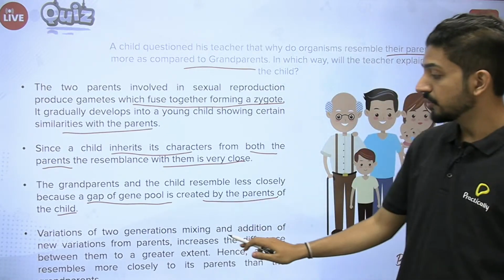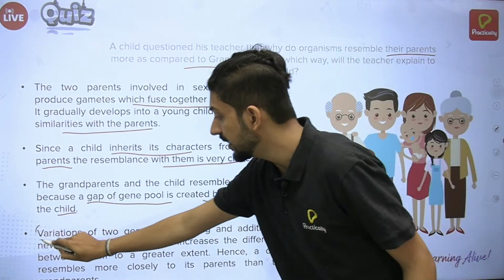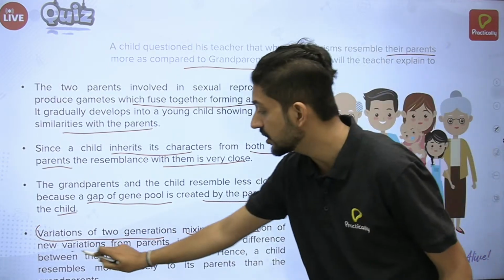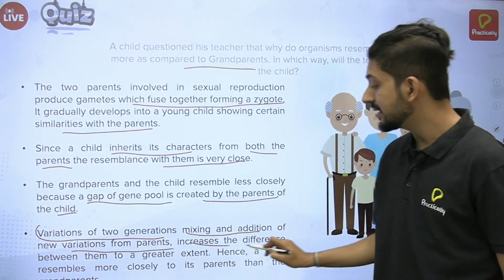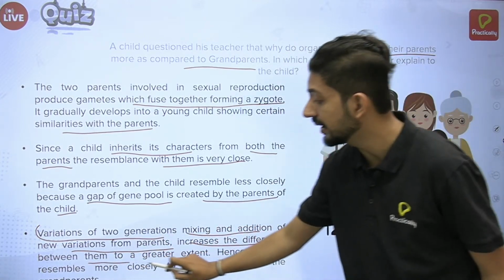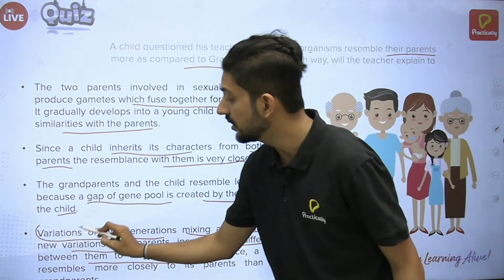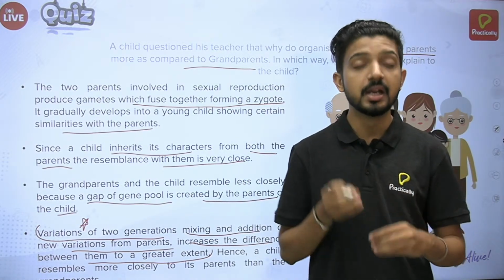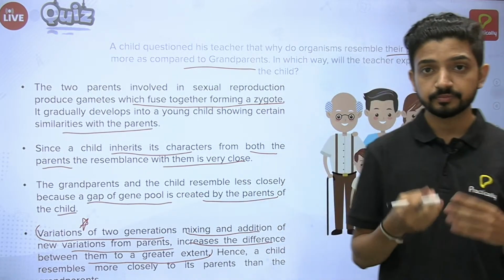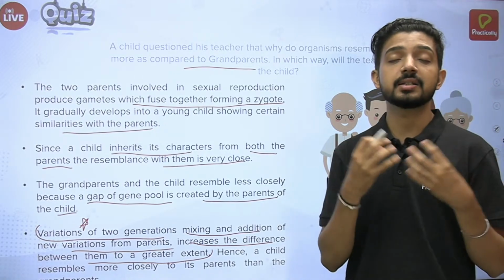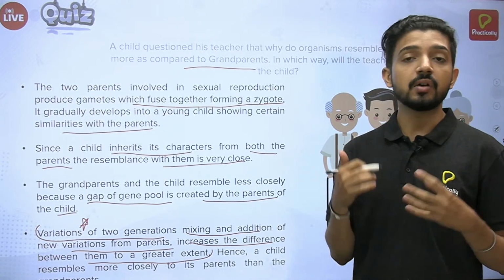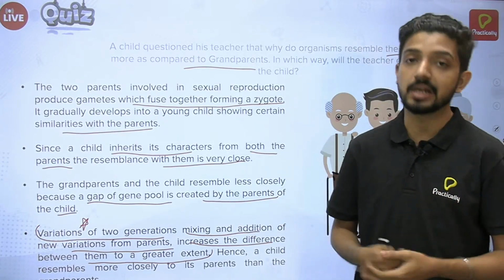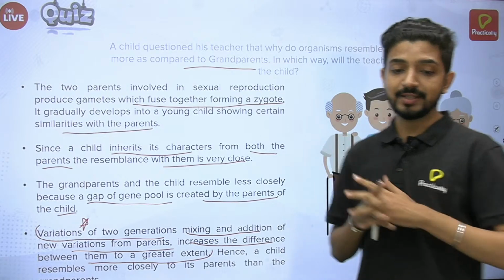This point is also important. Variations of two generations, mixing and addition of new variations from parents, increases the difference between them to a greater extent. So this word is very important. You need to mention variation in your answer, because there is variation during sexual reproduction, so obviously that variation will cause more difference as the generation goes down. This is what you have to explain in this answer.